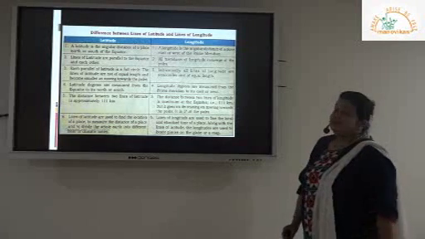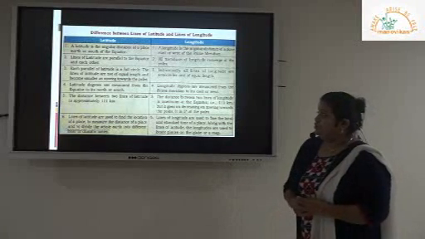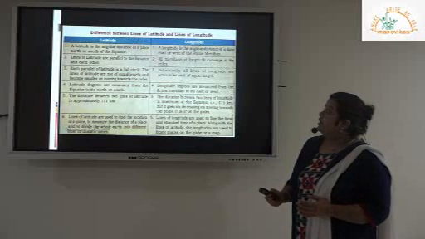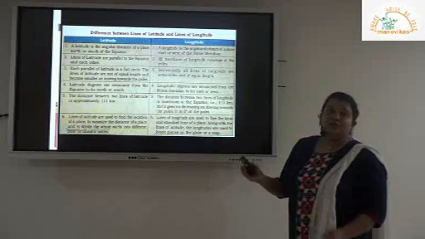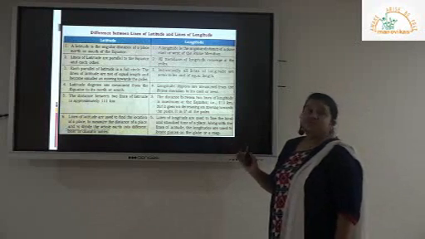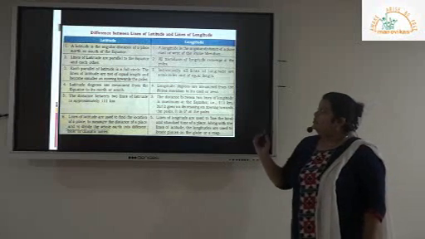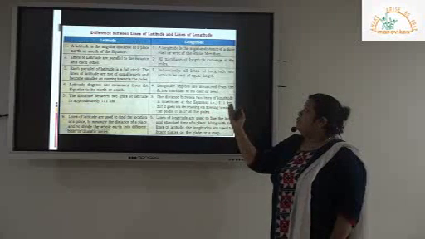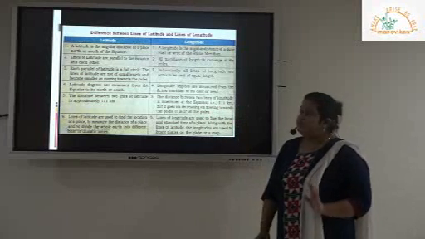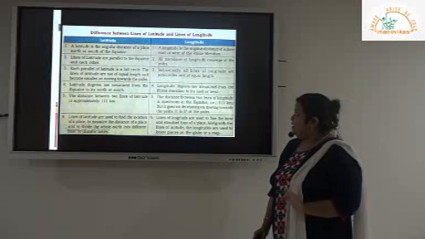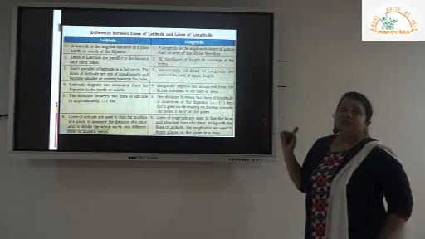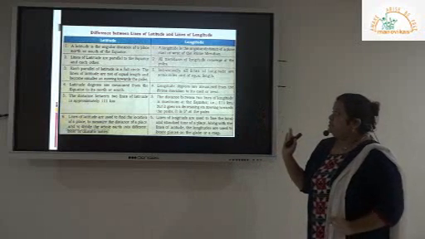Coming towards the difference between latitudes and longitudes. Now what is a latitude? A latitude is the angular distance of a place north and south of the equator. Longitude is the angular distance of a place east or west of the prime meridian. These lines of latitude are parallel to the equator, therefore they are also known as parallels of latitude. All the meridians are converging at the poles, they are semicircles.